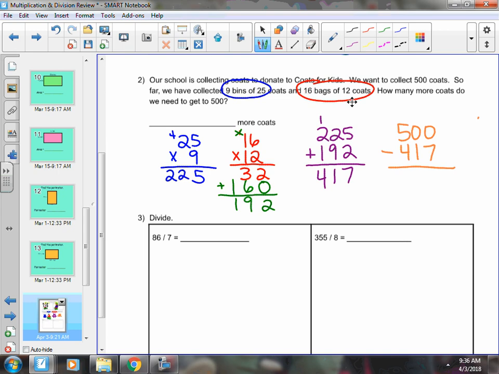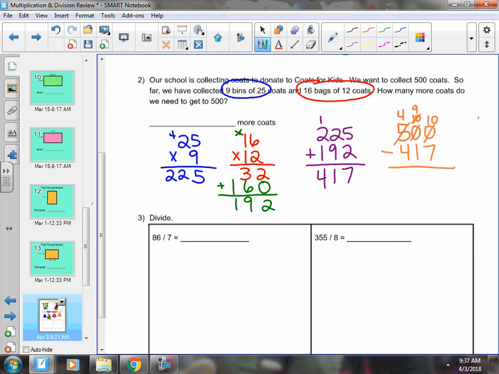I can't do 0 minus 7. Can't take away from nothing. So I'm going to take 1 from my hundreds place. And 100 is the same as 10 tens. But I still need help in my ones column, so I'm going to take 1 of my tens, which is the same as 10 ones.